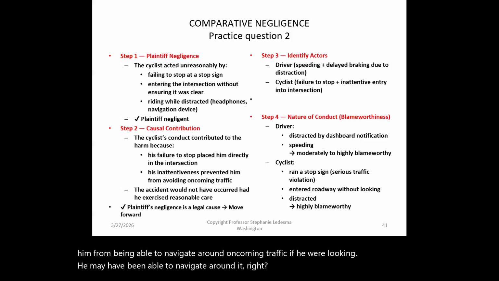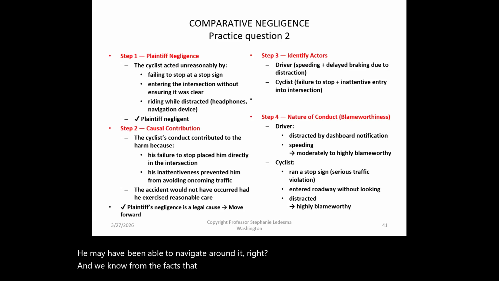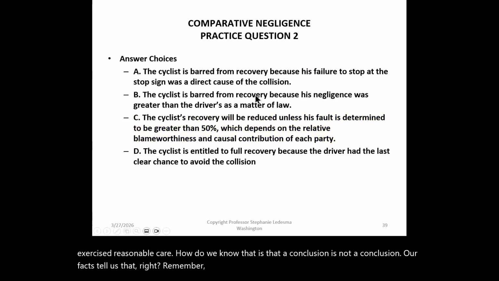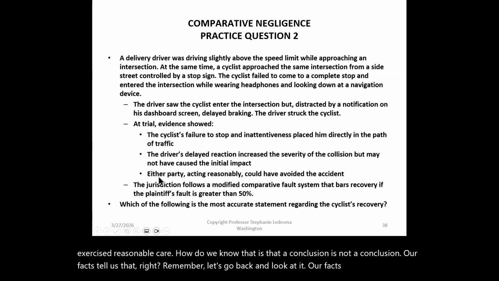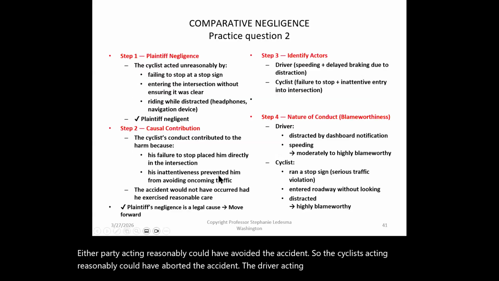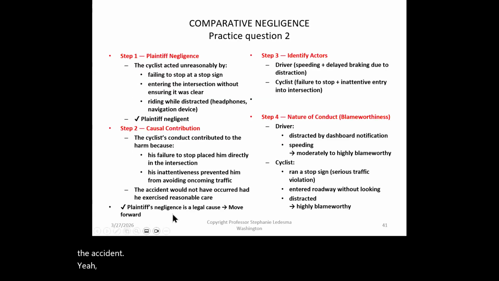And we know from the facts that the accident would not have occurred had the cyclist exercised reasonable care. How do we know that? Is that a conclusion? It's not a conclusion. Our facts tell us that, right? Remember, let's go back and look at it. Our facts tell us that either party acting reasonably could have avoided the accident. So the cyclist acting reasonably could have avoided the accident. The driver acting reasonably could have avoided the accident. Yeah? All right. So is the plaintiff's negligence the legal cause? Yup. Move forward.